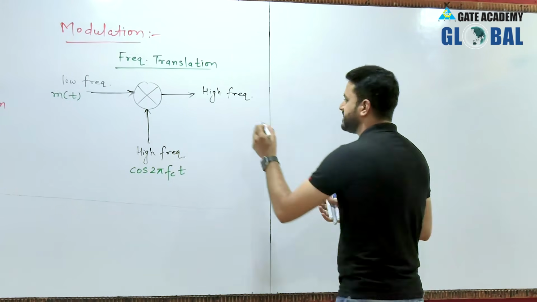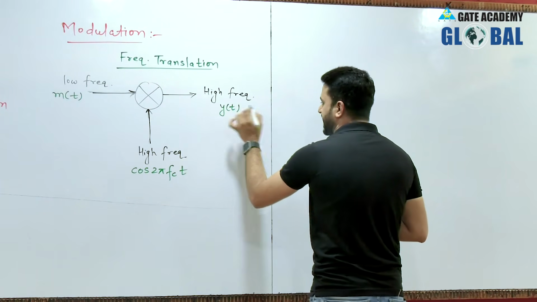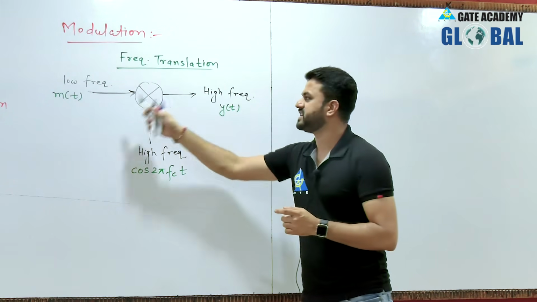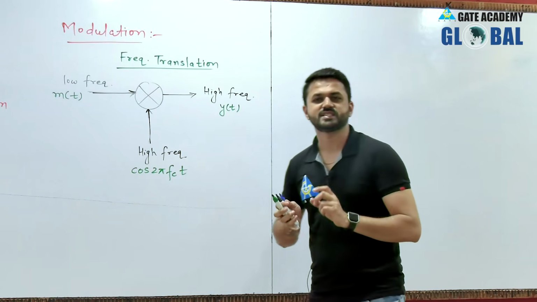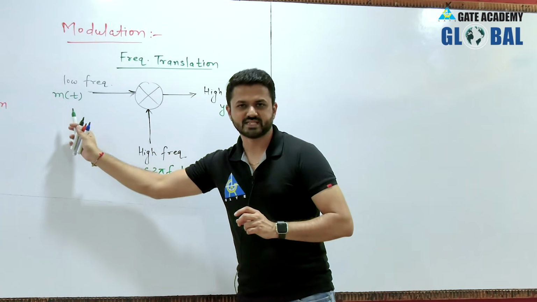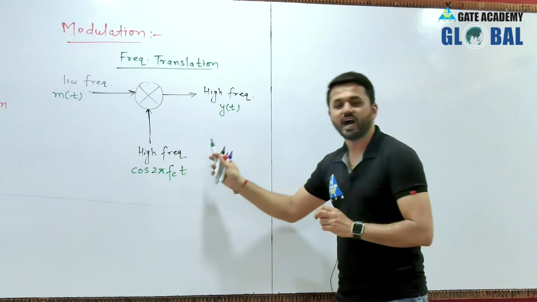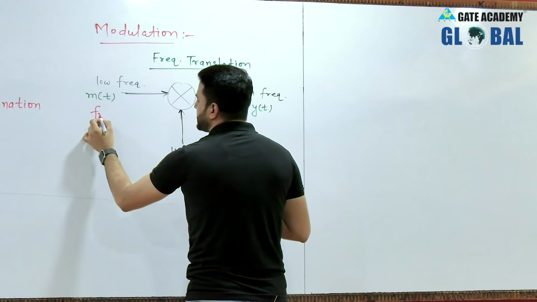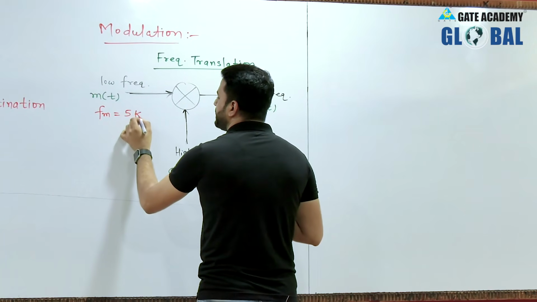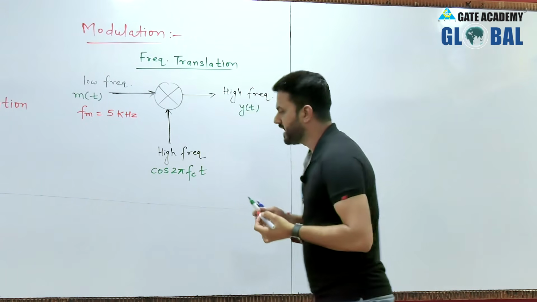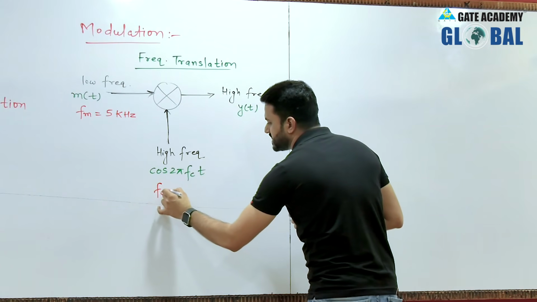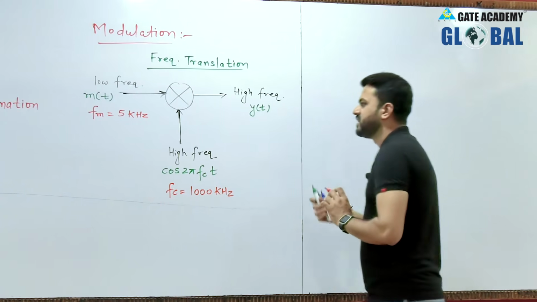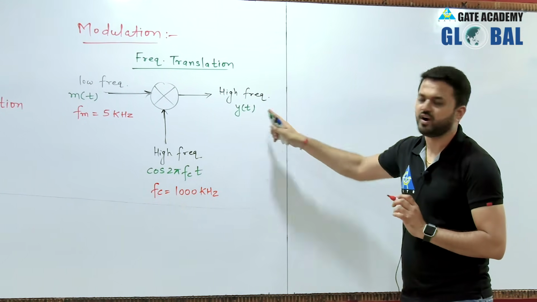So how can we prove that the resultant signal is a high frequency signal? To prove this, we have to consider the frequency of our message signal and some high frequency signal. We are assuming that the message signal has a low frequency of 5 kilohertz, and the high frequency signal has a frequency of, suppose, 1000 kilohertz. Now we have to find the frequency of the output.